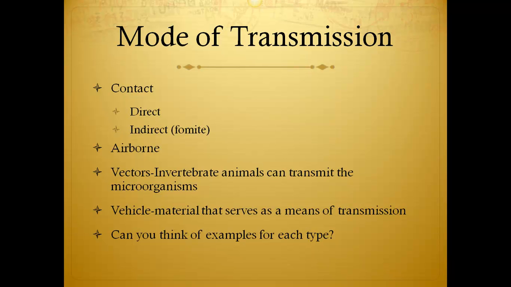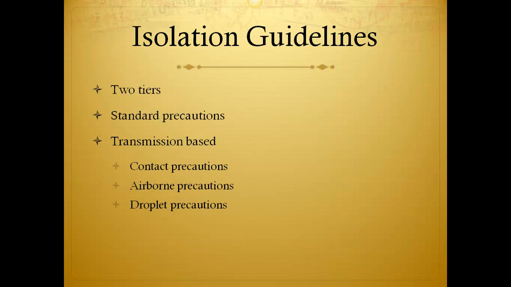The vehicle can be a material that serves as a means of transmission. So this is like a carrier. We would say maybe a doorknob or something laying in the patient's room that we touch and then transfer to another person, such as a stethoscope. Think of some additional examples of each of these, besides the ones I gave you, to get a clear understanding of this.